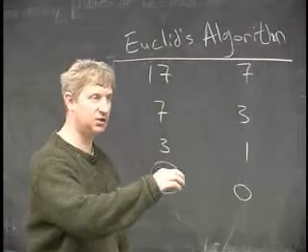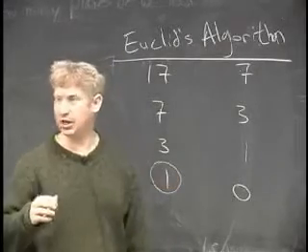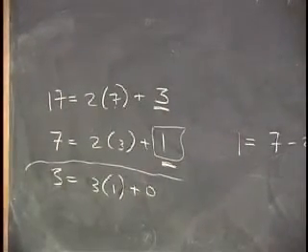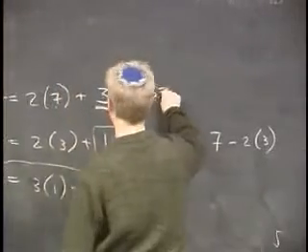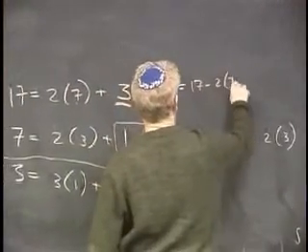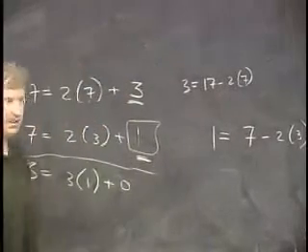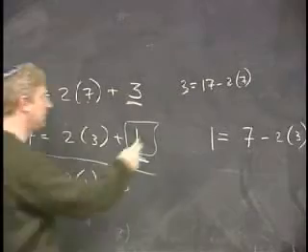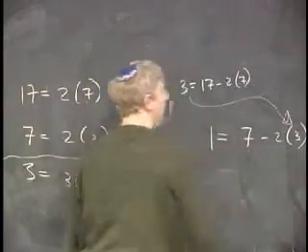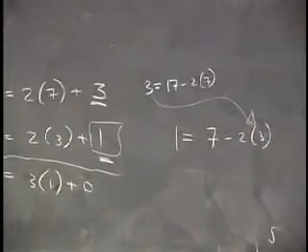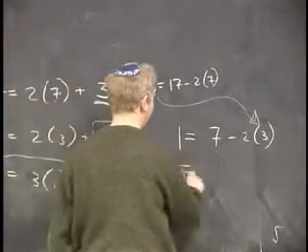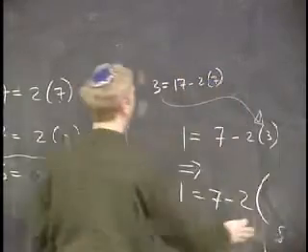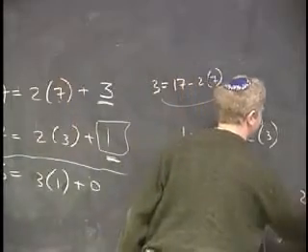So now go back up a stage, and you can get a combination that relates 3 to 7s and 17. I'll write that over here. 3 equals 17 minus 2 times 7. And I'm going to take that combination that helps me get rid of my 3 and replace it with 7s and 17s. And I'm going to replace it here where the 3 is that I don't want. And here's what I get next. 1 equals 7 minus 2 times 17 minus 2 times 7.